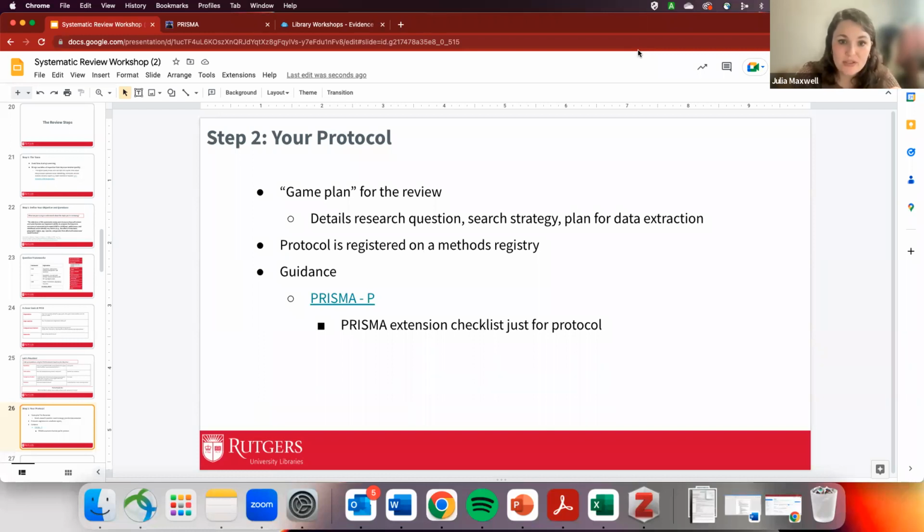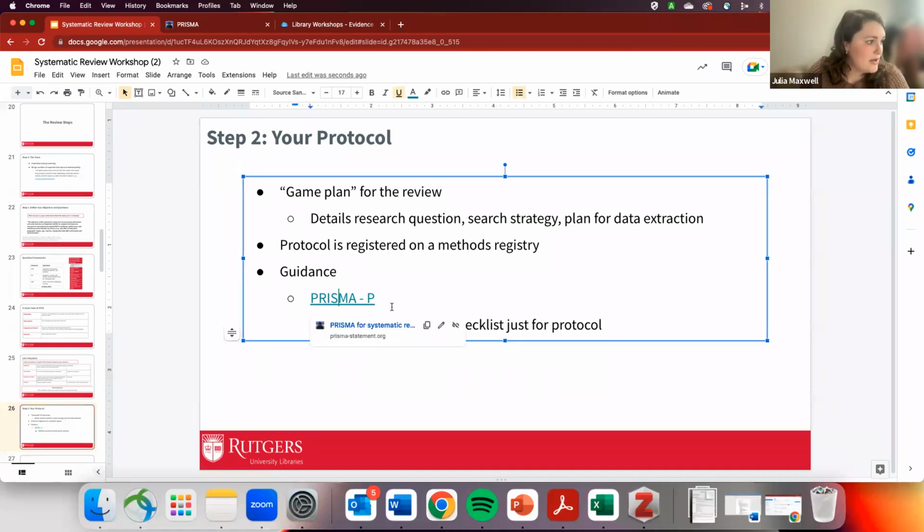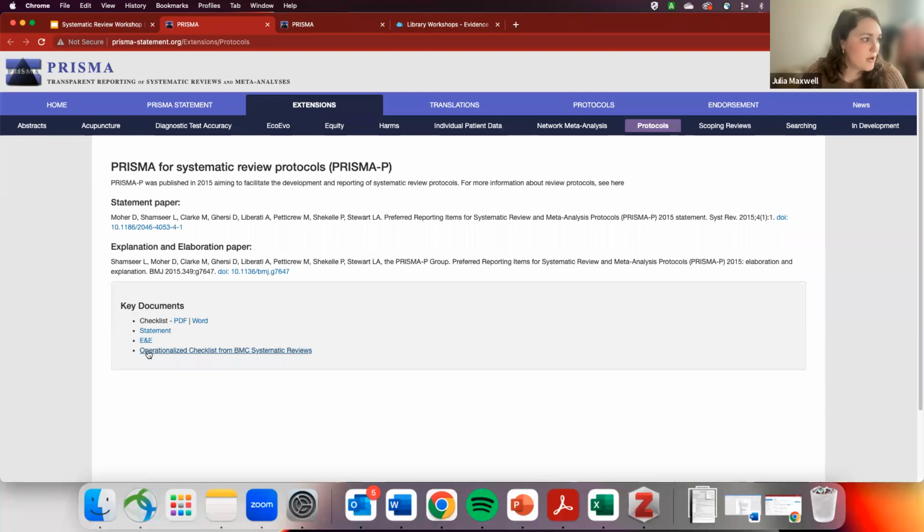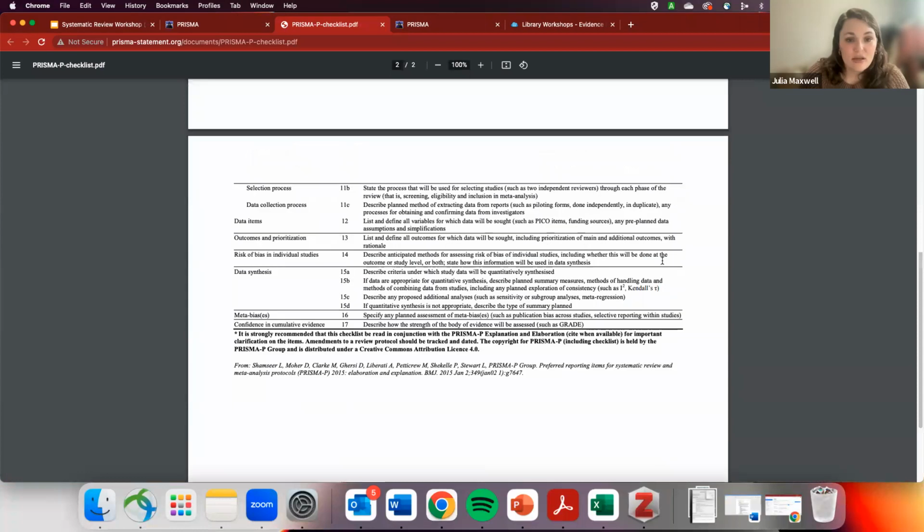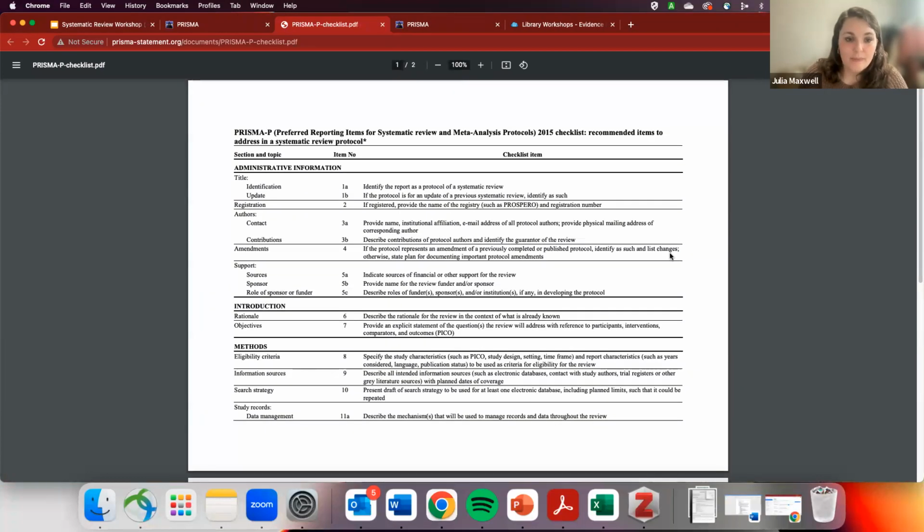So how are you going to get the data out of the studies, analyze it? How are you going to critically appraise the studies that you look at? All that good stuff. You register a protocol on a registry, and we're going to talk about that more in depth on the next slide. And in terms of guidance, PRISMA, which we've already talked a little bit about, has an extension checklist for protocols specifically. So this has every single element that you should include in your protocol, wherever you register it.